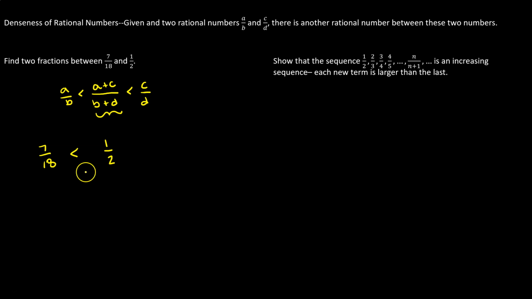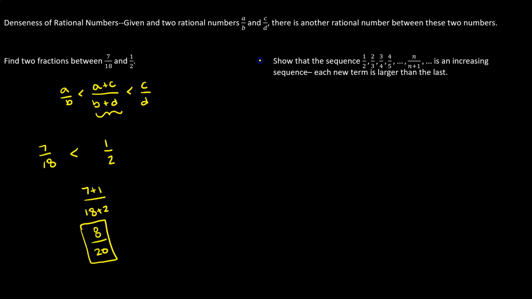And since we have fewer than 9 pieces to consider, we can be confident that 7 over 18 is less than 1/2. Then the rational number between them would be 7 plus 1 for the numerator, 18 plus 2 for the denominator, in other words, 8 over 20. Then we could simplify that if we want to, but technically this rational number, 8 over 20, is between the two fractions that we were given.